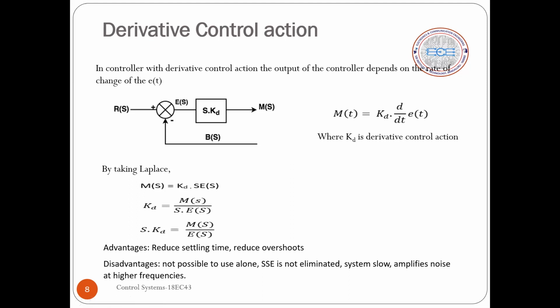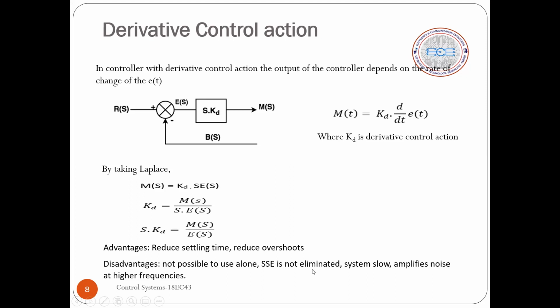Advantages: it reduces the settling time and it reduces the overshoots. Disadvantages: it is not possible to use it alone. You will not find a controller which does only derivative action. Derivative action alone you cannot design. It is always attached with a proportional controlling action. That is a design constraint.